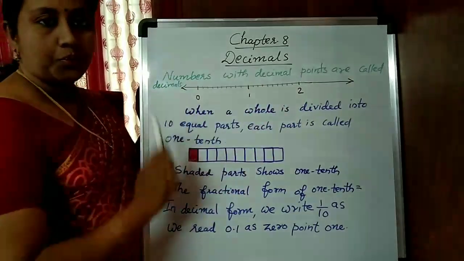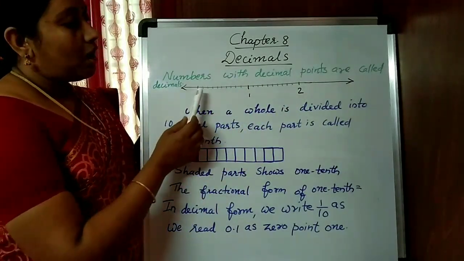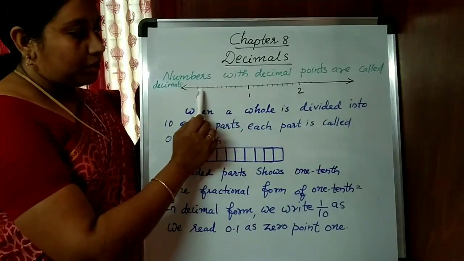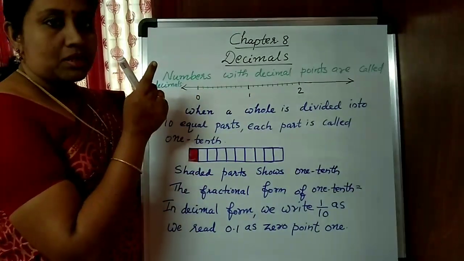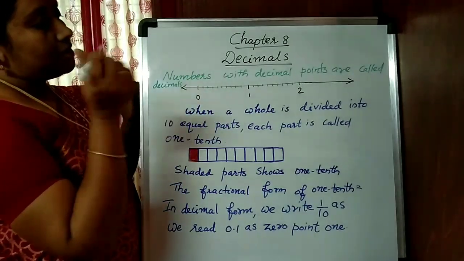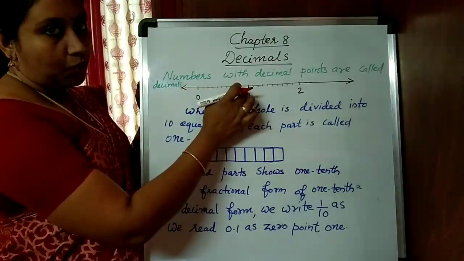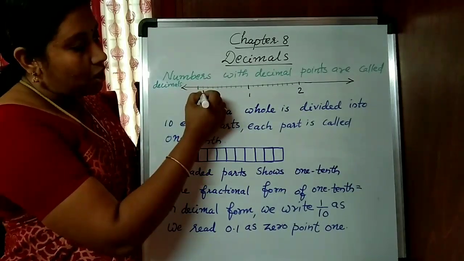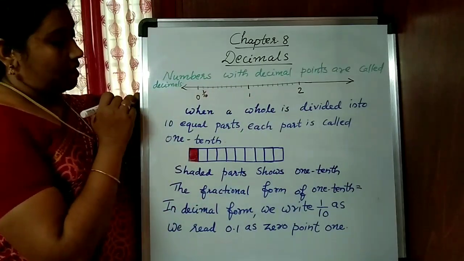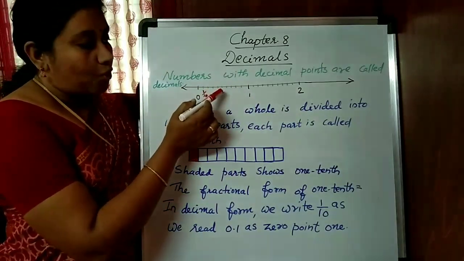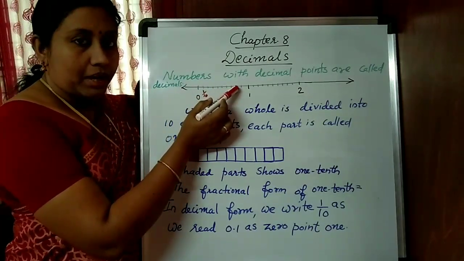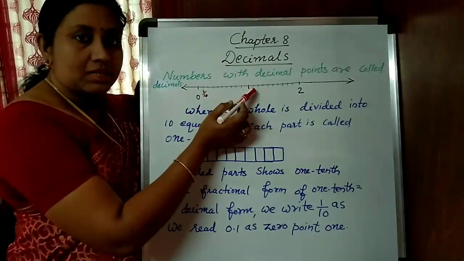0, 1, 2. In between 0 and 1, how many equal portions are there? 10 equal portions. You know that? Then in between these two numbers, we place the proper fractions. Then the first number out of 10 equal portions, this first place is called 1 by 10. And this one is 2 by 10, 3 by 10, 4 by 10, 5 by 10, 6 by 10, 7 by 10, 8 by 10, 9 by 10. This one is 10 by 10.